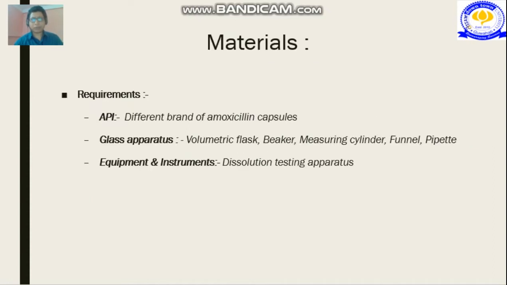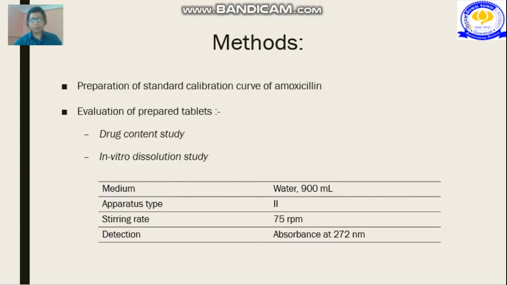The most commonly used materials are two different brands of amoxicillin capsules, and glass apparatus like volumetric flask, beaker, measuring cylinder, funnel, pipettes. These are the glass apparatus we are going to use. As far as instruments are concerned, we are supposed to use a dissolution apparatus and a UV visible spectrophotometer in this particular practical. For methods, we are going to use the standard calibration curve of amoxicillin, and we will perform the drug content study too and the in vitro dissolution study.